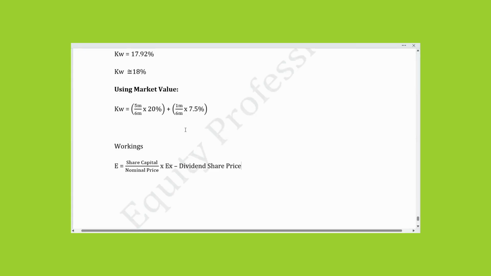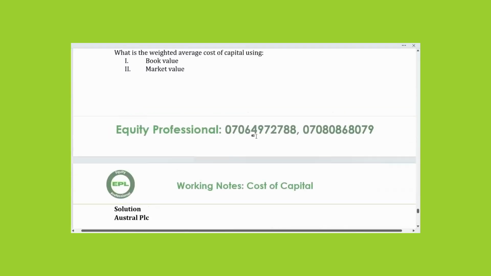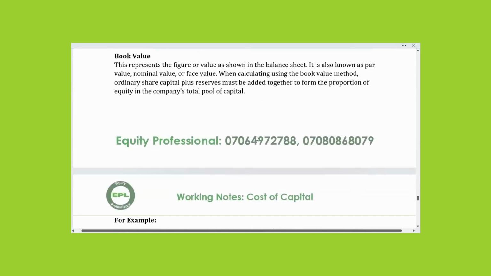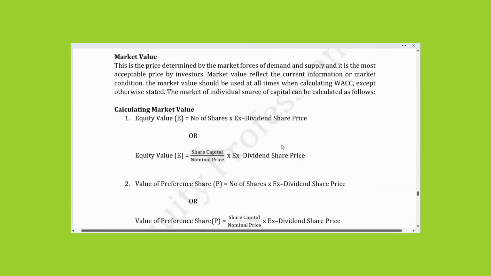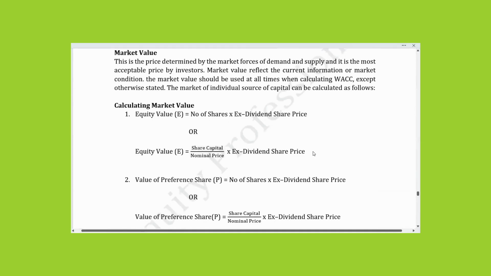Remember what I told you. Anytime you want to calculate WACC, you have to use the market value method, except the examiner asks you to use the book value. So it has to be market value always. All the formulas that I've given you before, this formula for calculating market value is the one you are going to use. That's why we are using this, because we have checked from the question that we don't have the number of ordinary shares. You are given share capital of 2 million naira ordinary shares. So that's why we are using that one.